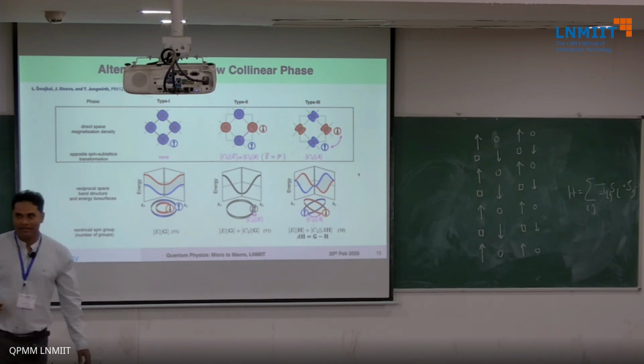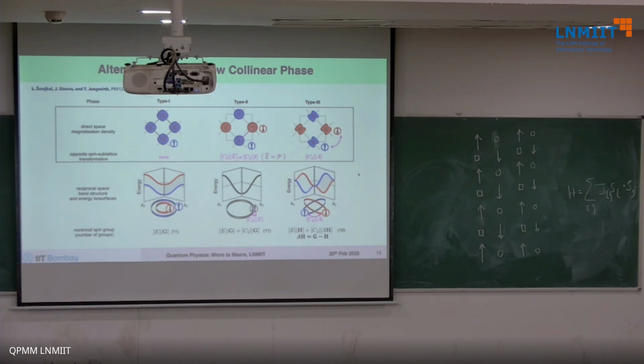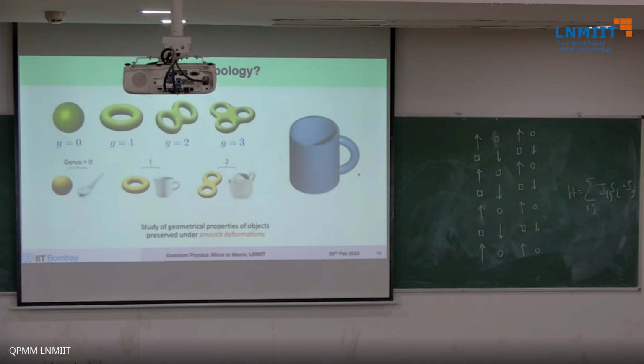Now you can always ask, okay, so what? There are splitting in the band structure. It turns out that such splitting actually has a consequence on your material properties, such as Hall properties. There are also other transport properties which will be different as compared to the simple case.